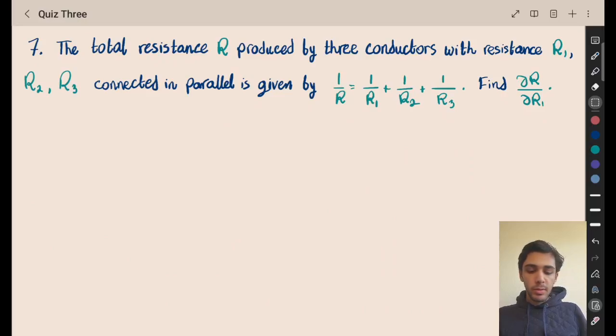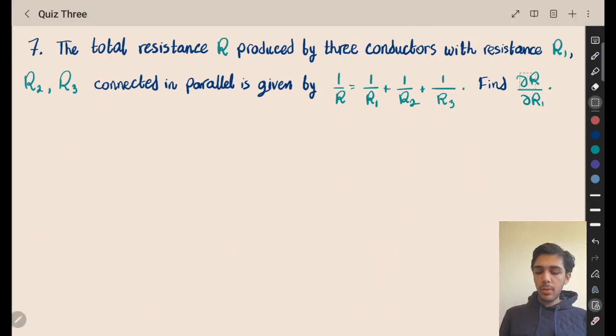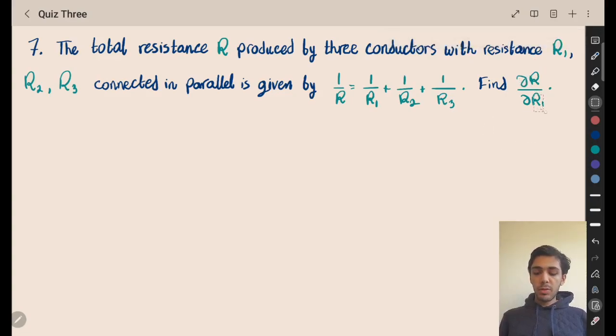The total resistance R of three conductors with resistances R1, R2, R3 connected in parallel is given as follows. How can we find the partial derivative of the total resistance with respect to the resistance in the first conductor?